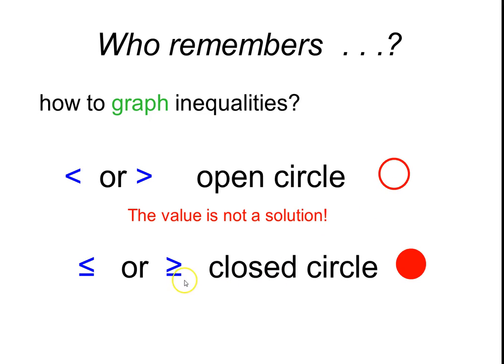But if you do have the little line, that means less than or equal to, greater than or equal to, and that means that whatever this circle is over, if this circle is over 5, then that is an answer. If this circle is over 2, then 2 is an answer. This value is part of the solution set. So understand what the circles mean.